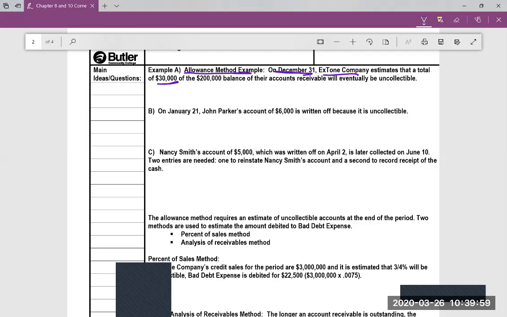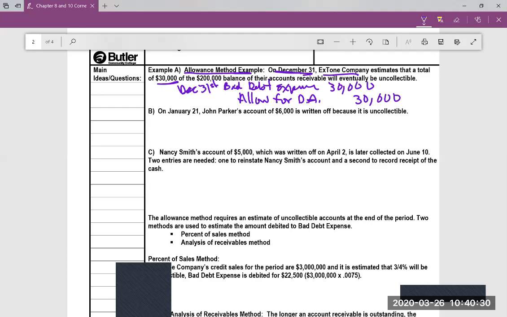So the journal entry that they make at the end of the year in preparation for the next year looks like this, December 31st. Right off the bat, even though the uncollectibles haven't happened yet, they're going to go ahead and hit bad debt expense for the $30,000, and they're going to credit that new account, allowance for doubtful accounts, for $30,000. So they're setting aside this money. They're already taking the hit right up front.